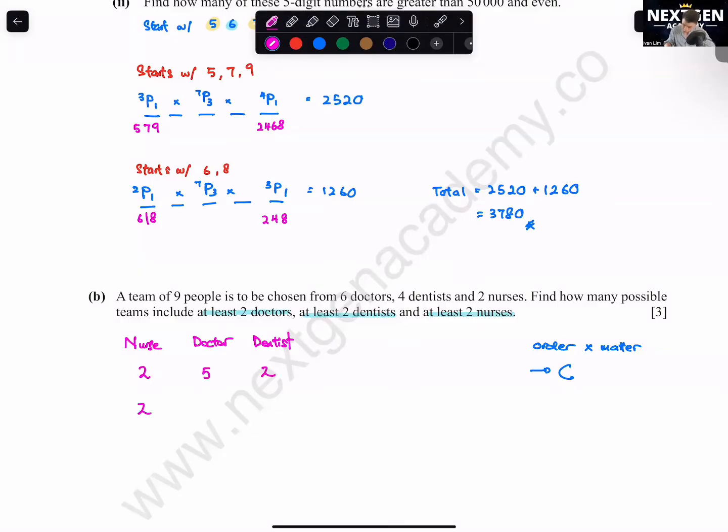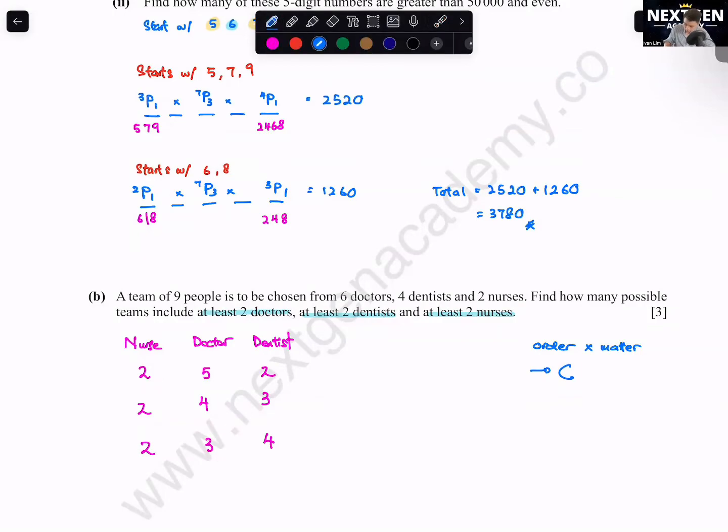2, 4, 3. Any more? 2, 3, 4. Okay, it cannot be more than 4 dentists already because 4 dentists is the max. So you can't do 5, 2, 2, 5 over here. I think this is all the possible combinations already.